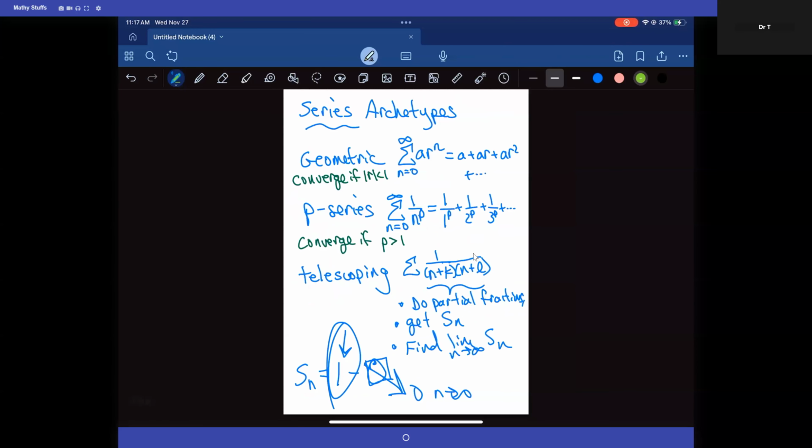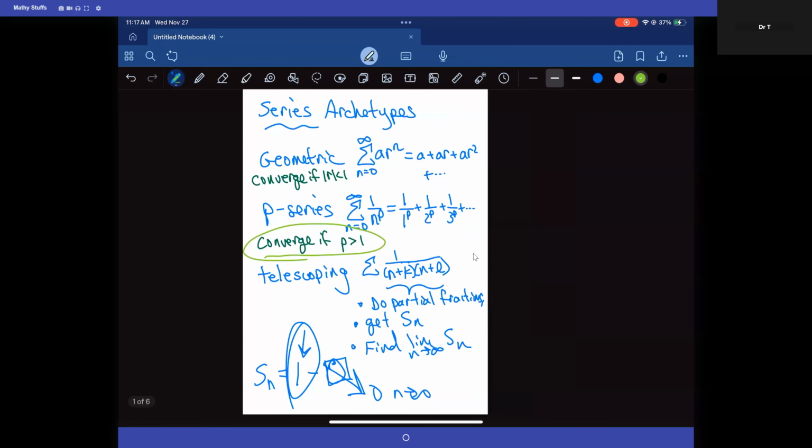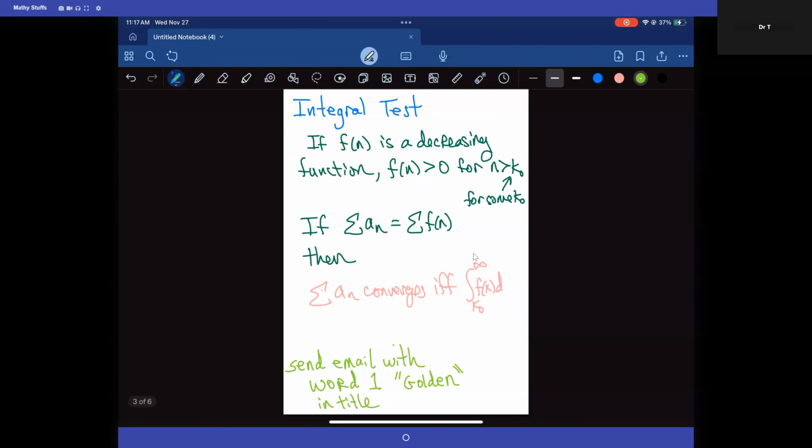When we had a p-series, that series will converge if the exponent is bigger than 1. If it is not bigger than 1, the series will diverge. And the way you would come up with that result is by using this integral test to convince yourself of that. So what does the integral test say?